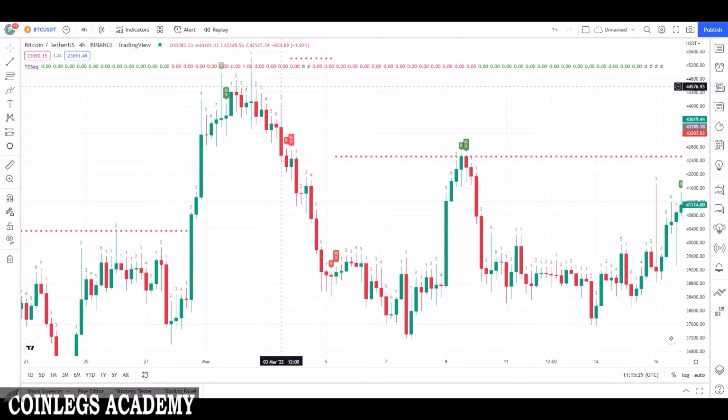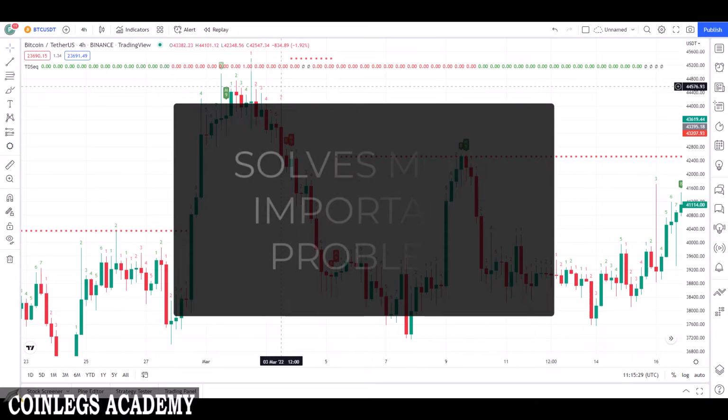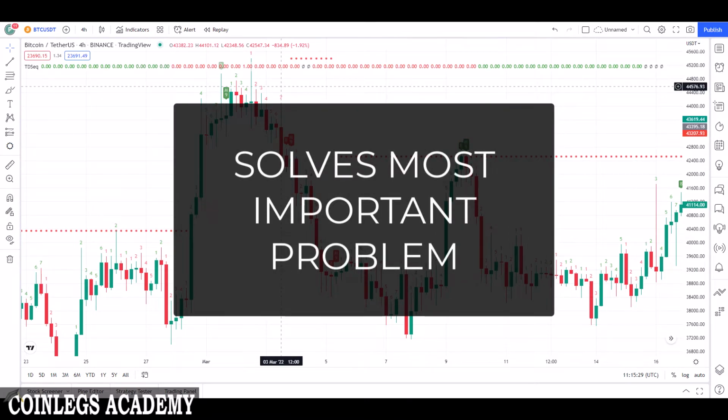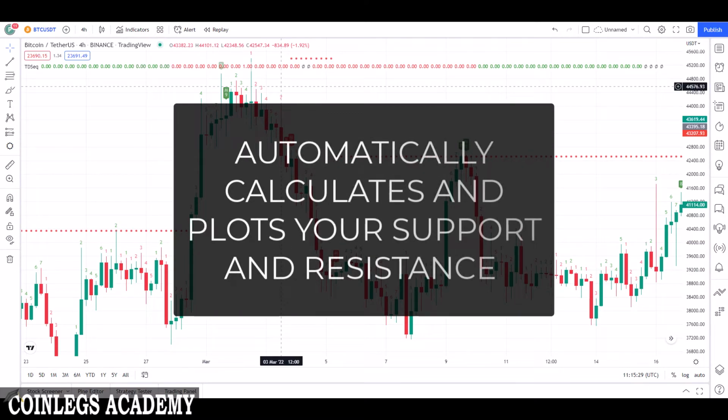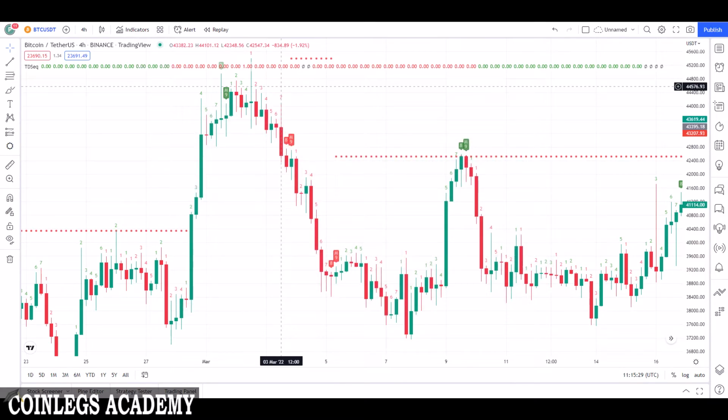In addition to all this, the most important feature of the TD Sequential is that it solves the most important problem of many investors. It automatically calculates and plots your support and resistance for you right from the start. In addition to this important feature, it can also give you stop levels. This feature is used by many investors as well. Now let's look at the features of these stop levels of your indicator.